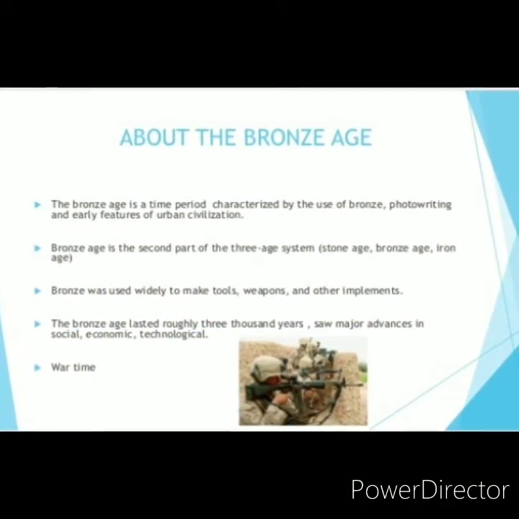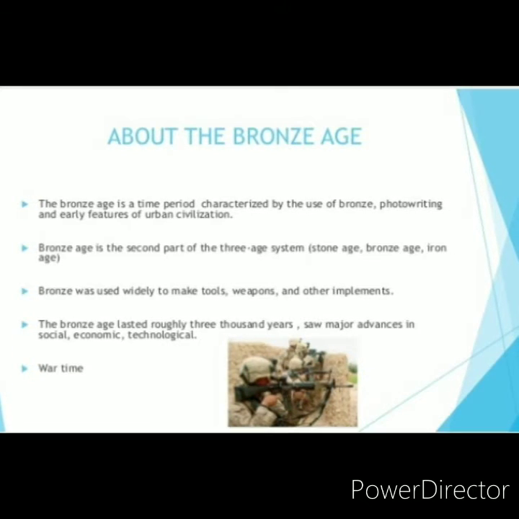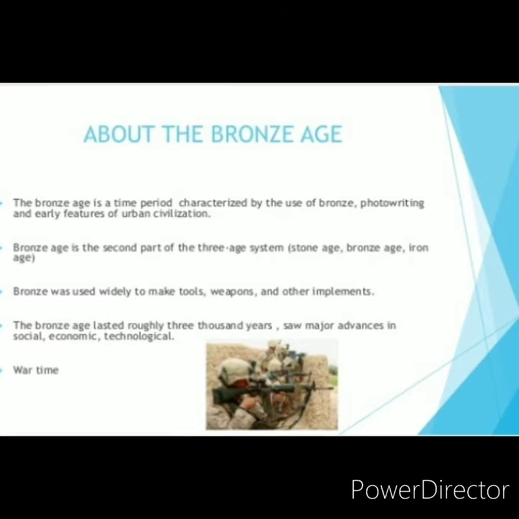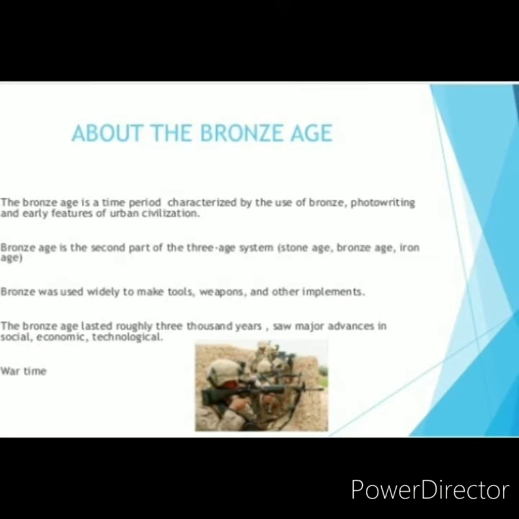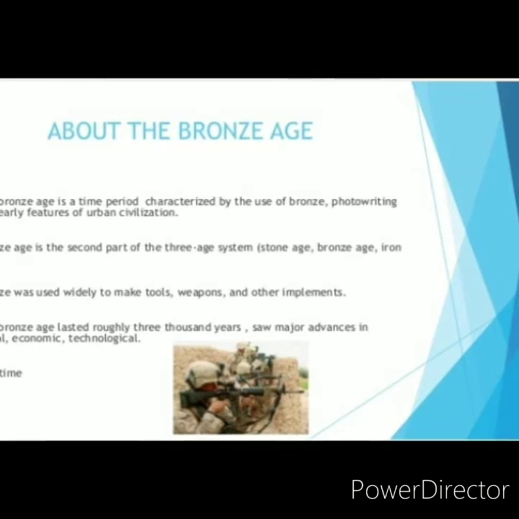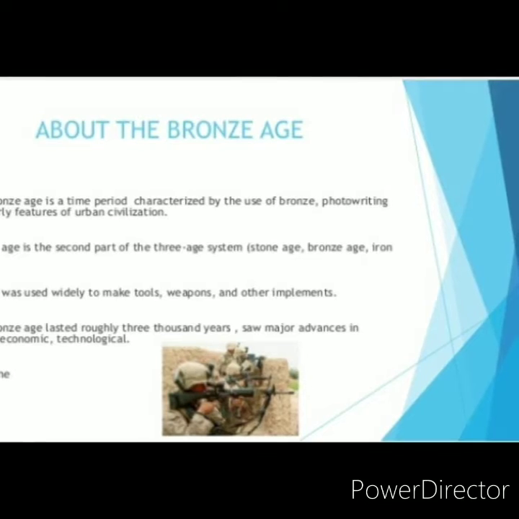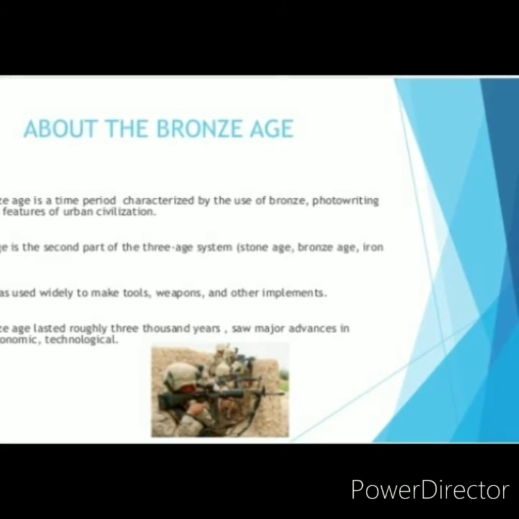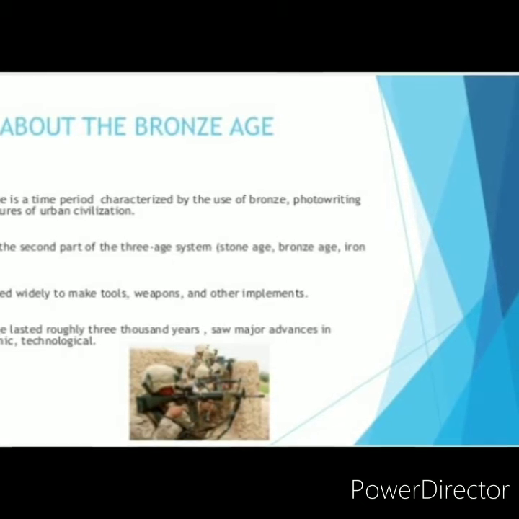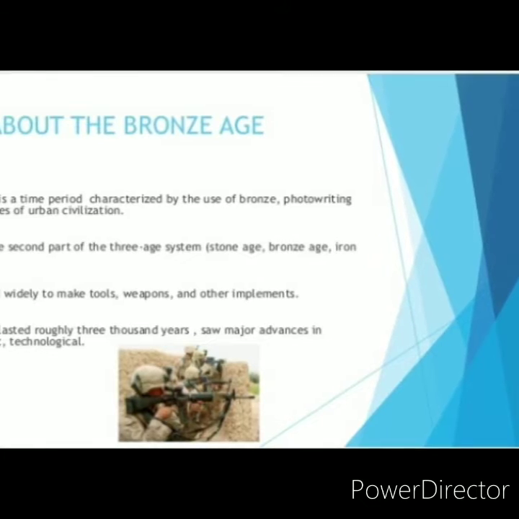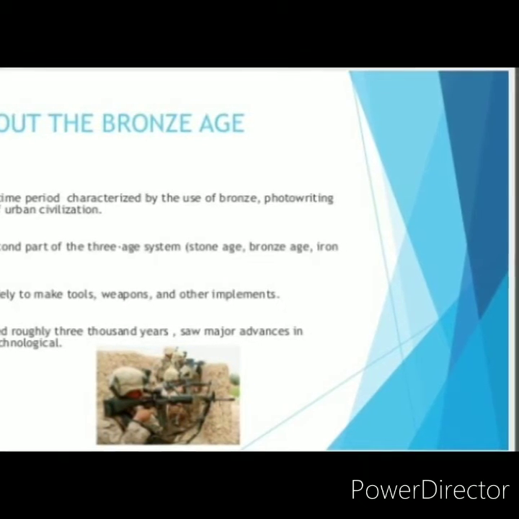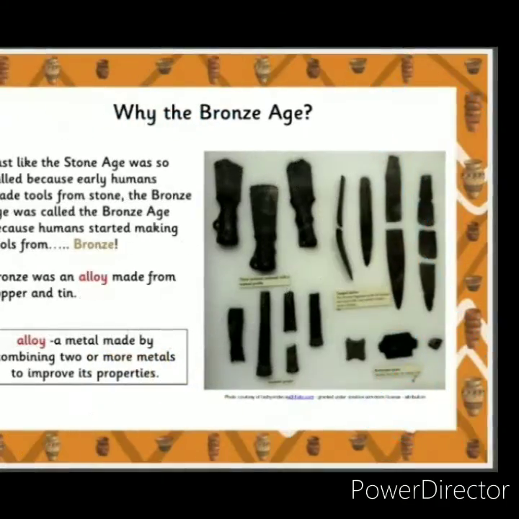Coming to the Bronze Age, it was the time period characterized by the use of bronze, writing, and early features of urban civilization. The Bronze Age is the second part of the three-age system: the Stone Age, Bronze Age, and Iron Age. Bronze was used widely to make tools, weapons, and other implements. We use bronze where we cannot use iron and copper because of their corrosive nature. Corrosive nature means iron starts rusting, whereas bronze does not. The Bronze Age lasted roughly 3000 years and saw major advances in the social, economic, and technological spheres, even in war times and social life. These were the main key points of the Bronze Age.